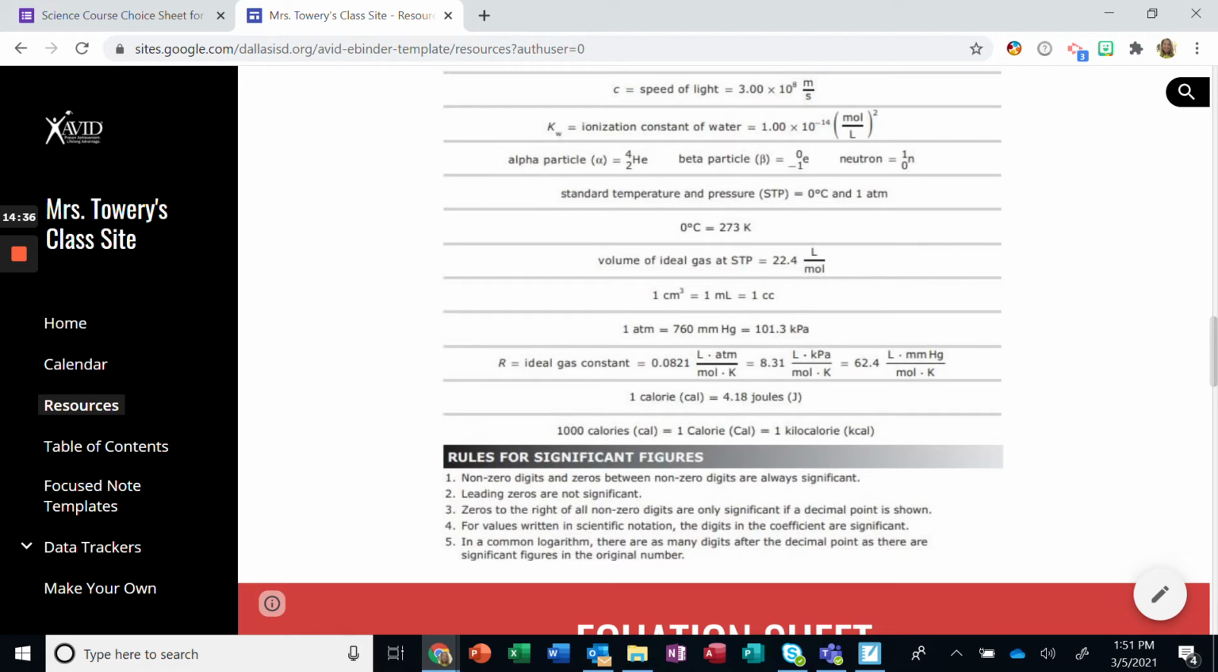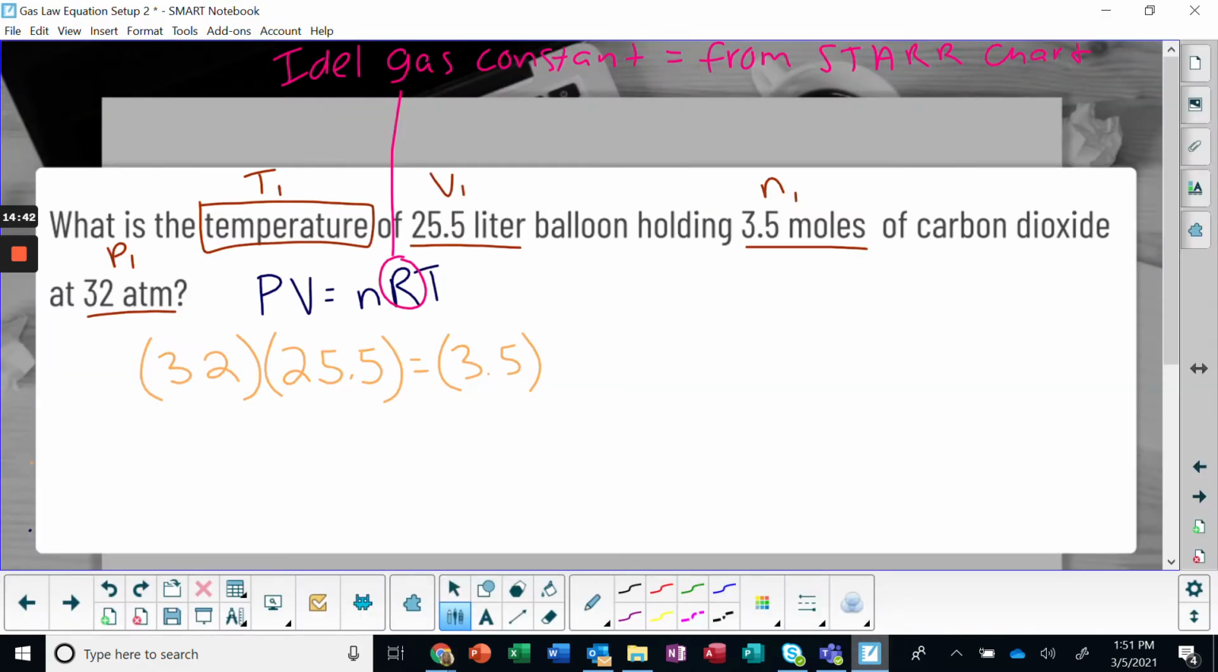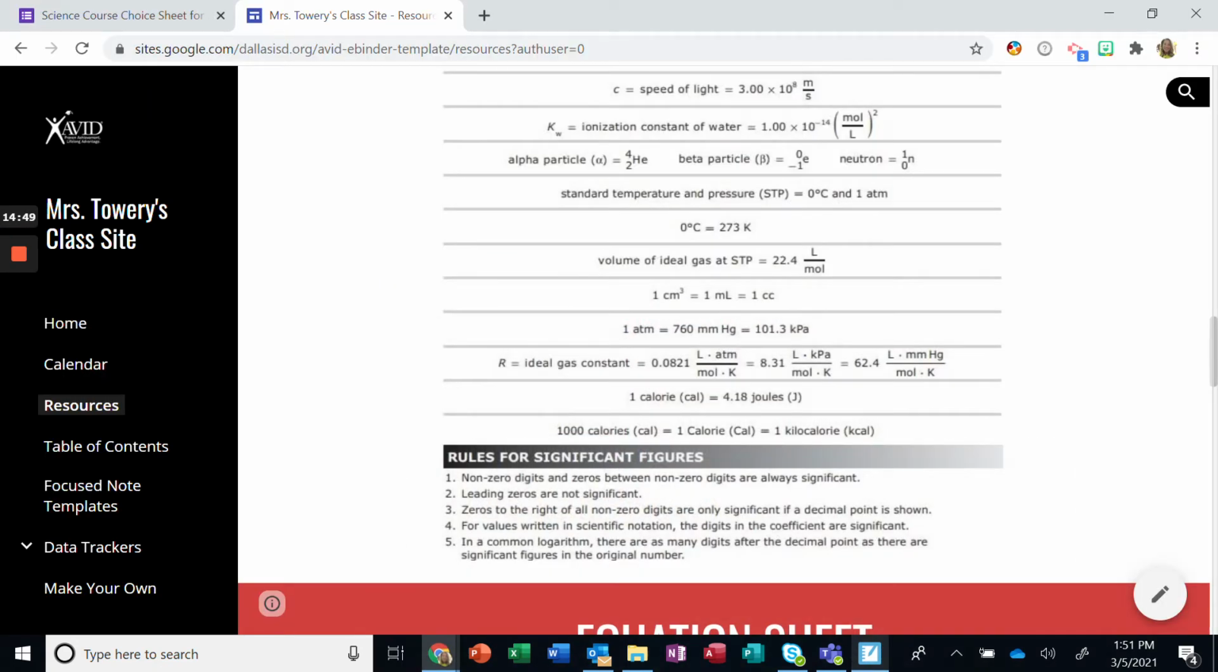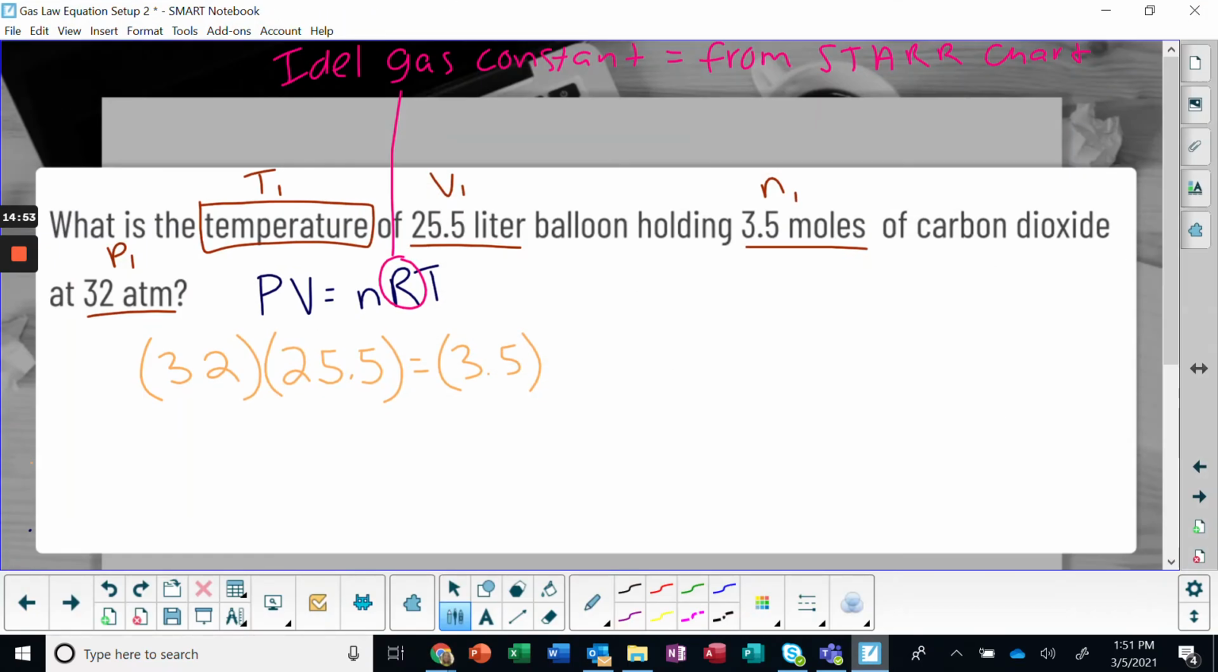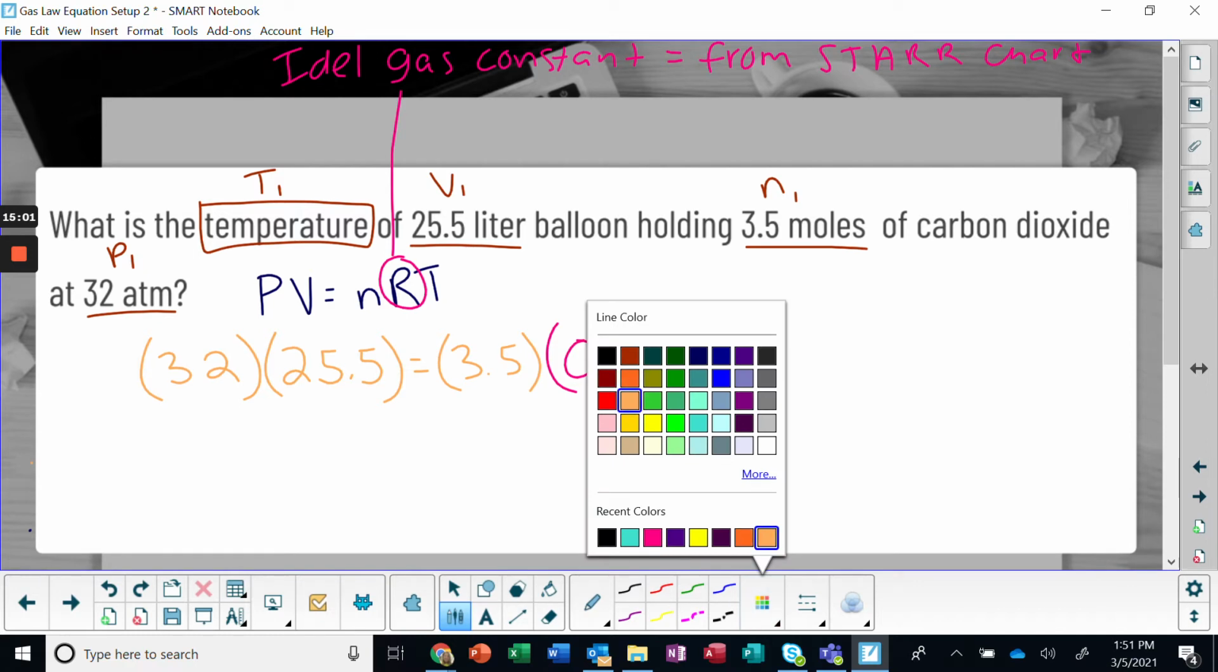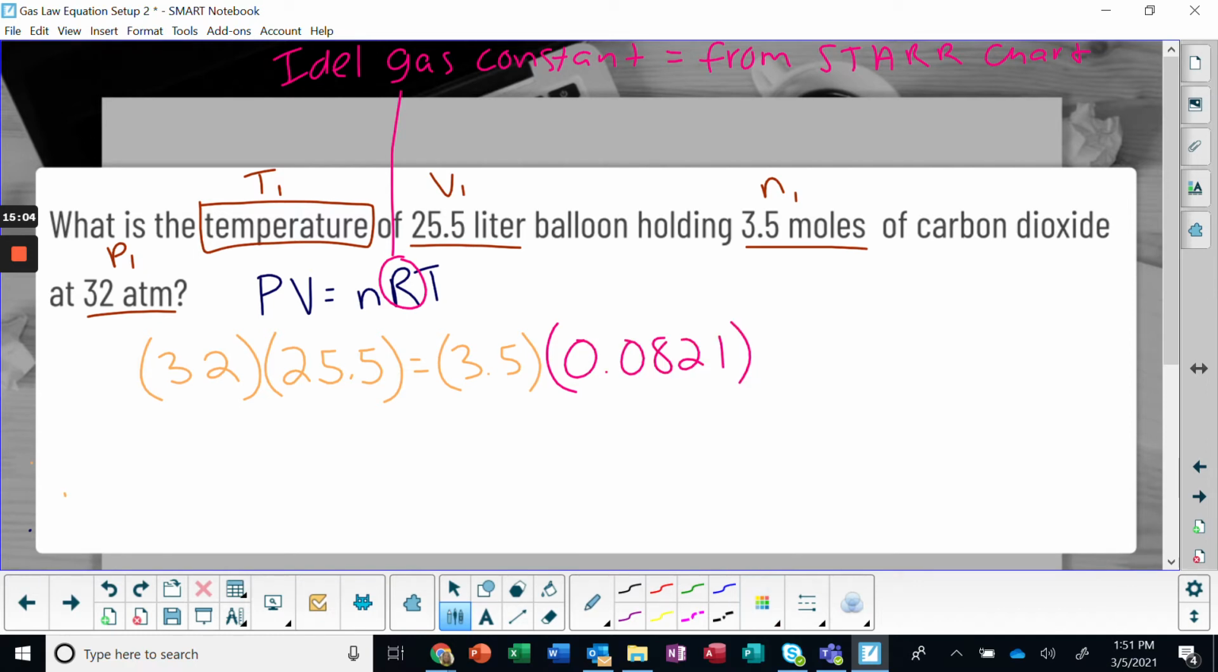Okay? So our units, if we look back over here, our units was in ATM, okay? Which means we needed to use the first one, the 0.0821. And then the T. T is my question, so T is my X.